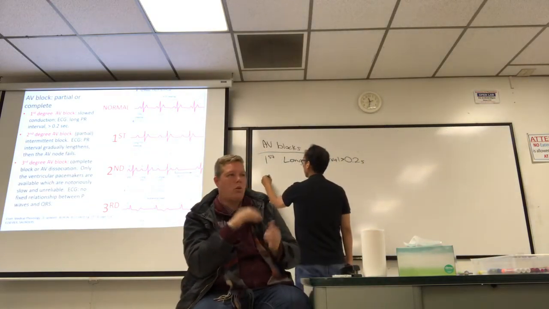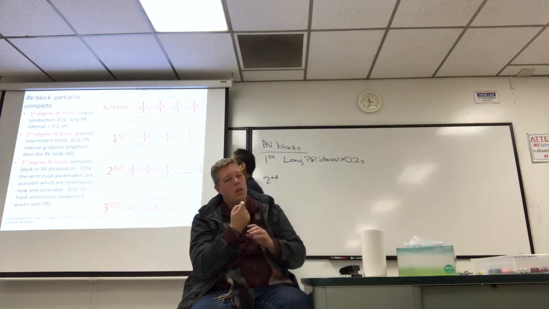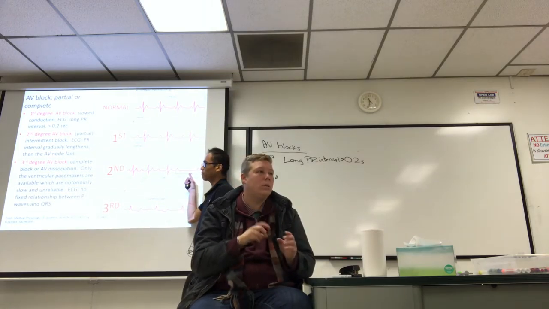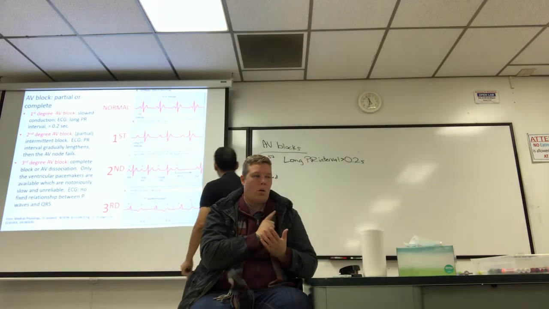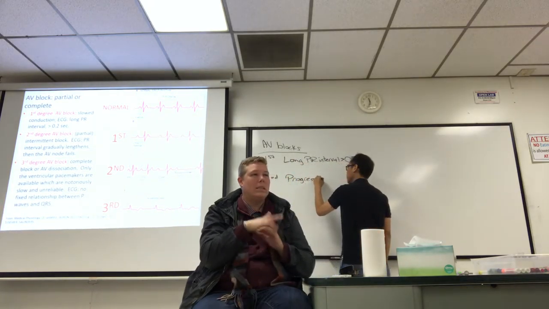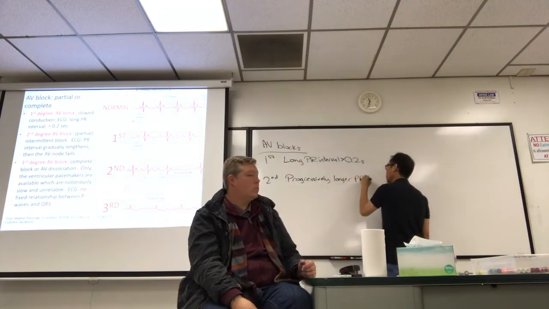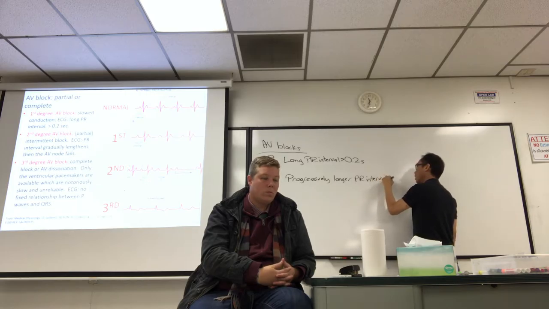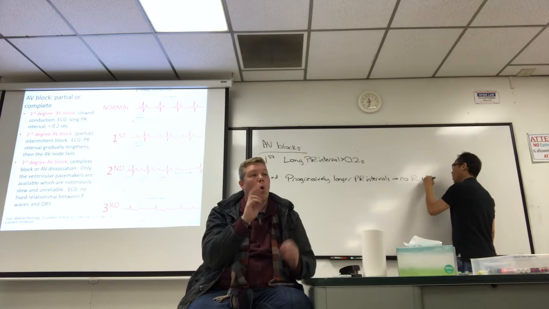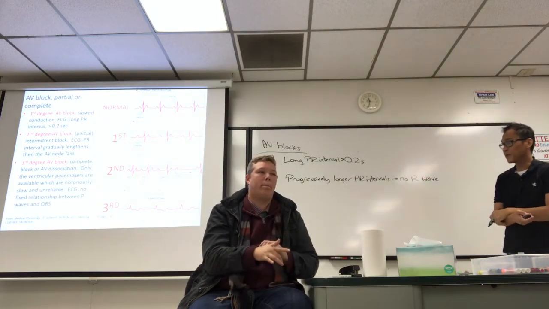Now, second degree block, it's a little bit more serious. What you have is progressively longer PR intervals, then you skip a heartbeat. There's a complete failure of the AV node. Progressively longer PR intervals, then no R wave. You basically skip a heartbeat. Okay? Heart skips a beat.